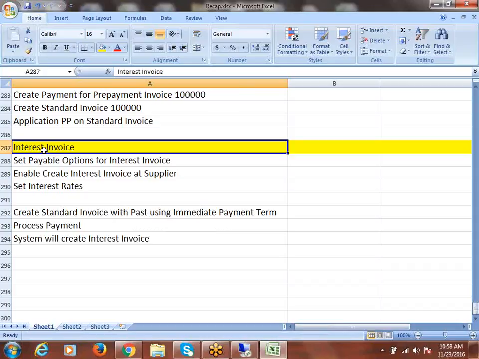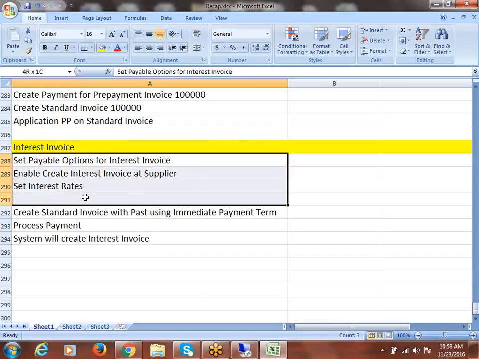The client will be asking, we need a solution when we are making late payments, where the system has to calculate interest. They will be expecting that as one of the solutions for their business process. So to implement the interest invoice solution, the first point is that you have to understand the meaning of interest invoice. The second point is to implement the solution, what setups are required. Notice this point, this is very important.